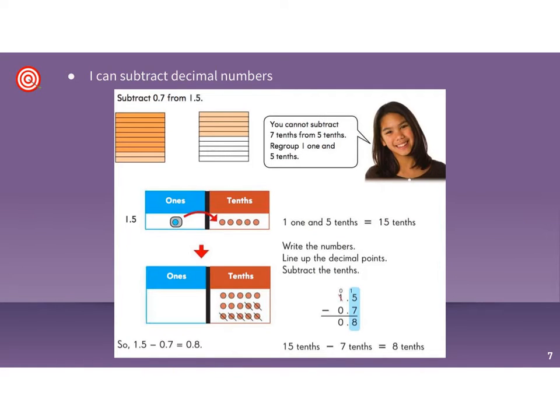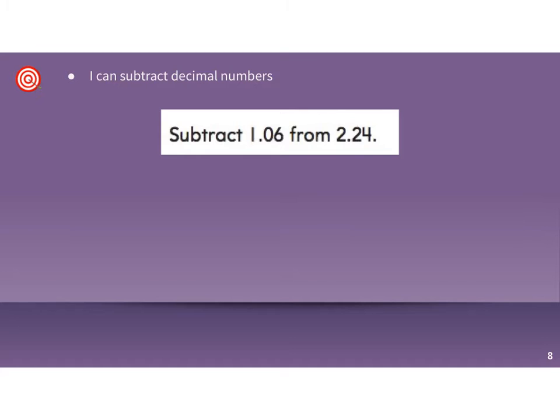If you like the visuals to help support what it is you're doing, you can pause this video and read through these. These are some great visuals explaining what we're doing when we're regrouping, especially here. These steps are a nice visual of what we're doing when we're regrouping and why we need to do that. But let's go ahead and practice. Subtract 1 6/100 from 2 24/100. Pay attention to what this is asking. Pause the video and you do the work, and then let's compare.